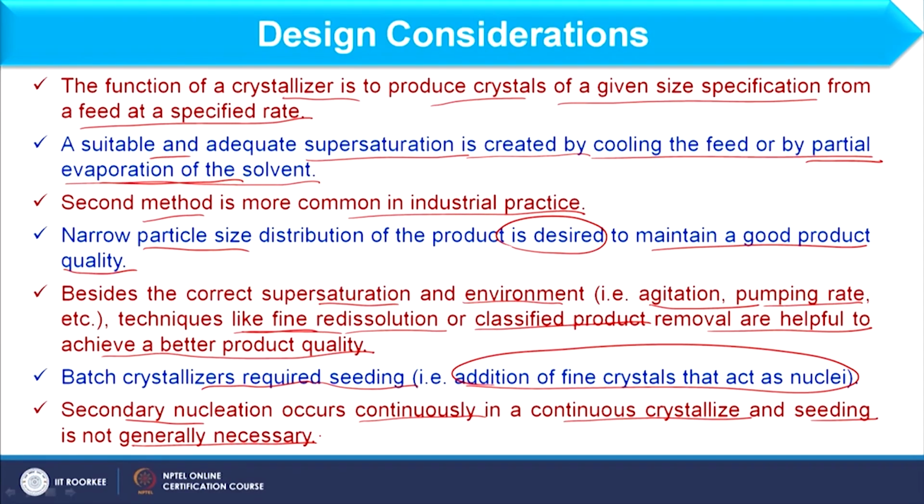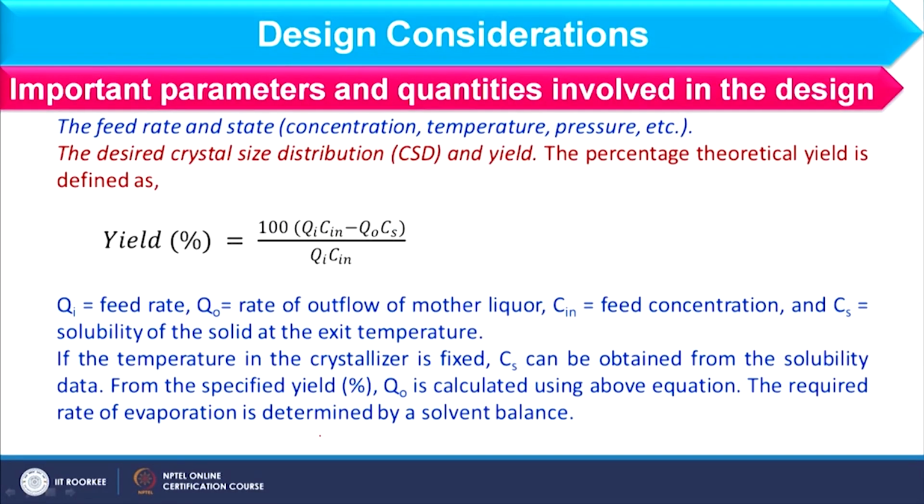What is the point? When I am having a continuous crystallizer, feed is continuously coming in and crystals are removed continuously. So, some nuclei will remain there. So, we are not supposed to add nuclei from outside as we usually do in batch crystallization, right. So, in industry, when I am dealing with continuous crystallization, secondary nucleation takes place. Okay. So, these are some important factors about design consideration.